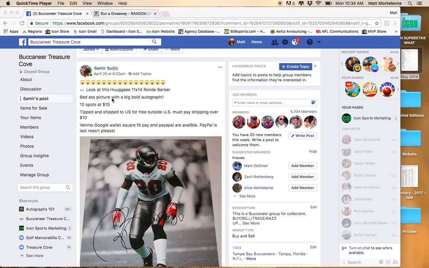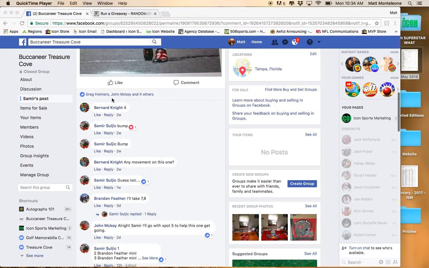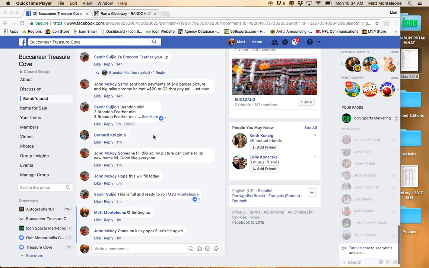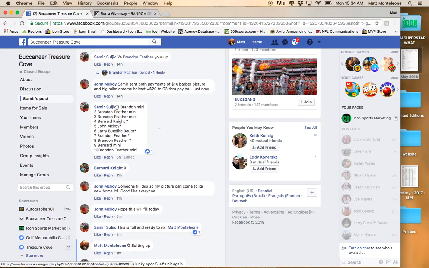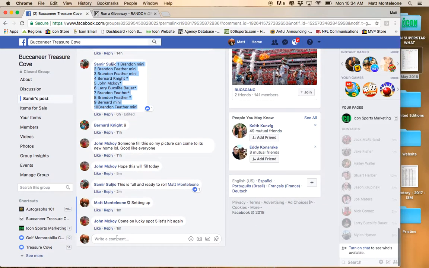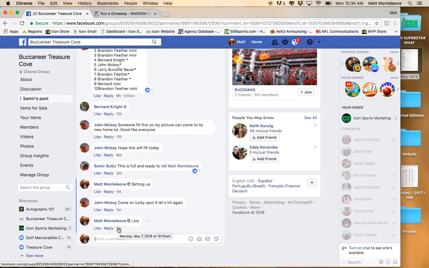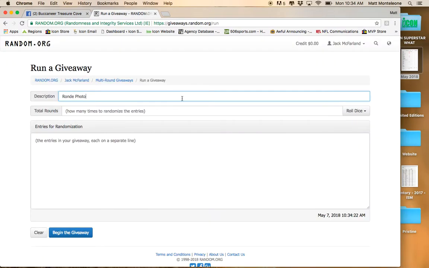Running this raffle for Samir on the Ronde Barber 11x14 photo. There's 10 spots. The list is copied in. We're live. Timestamp is 10:34 a.m.